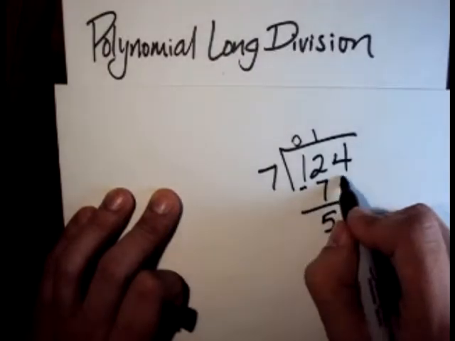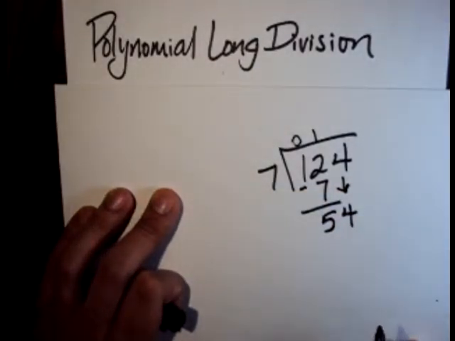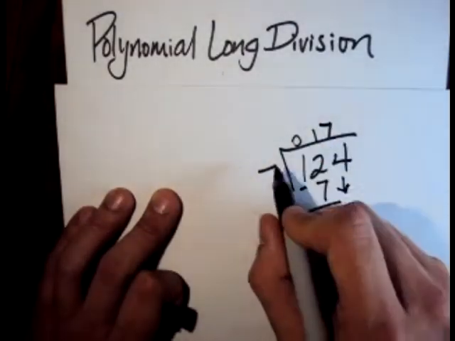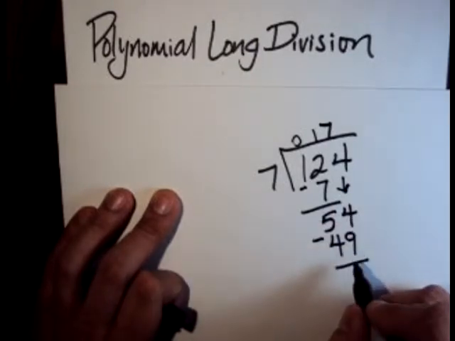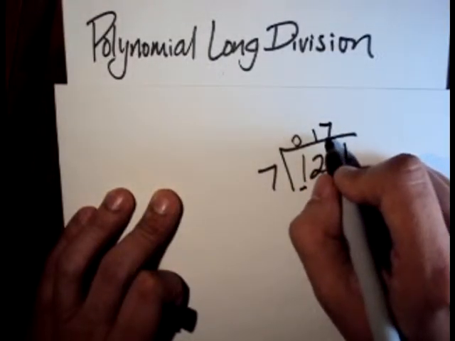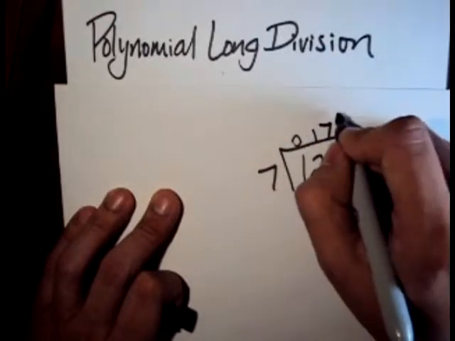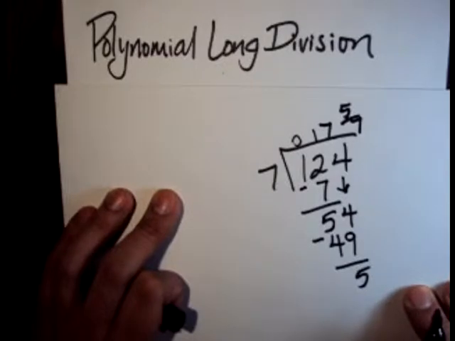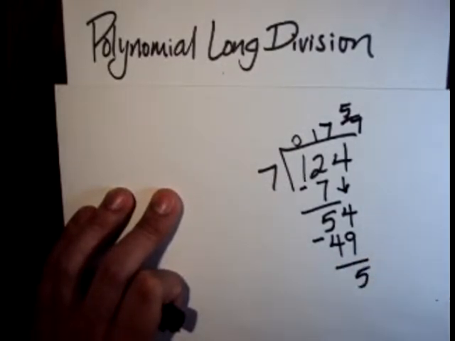And 7 doesn't go into 5, so we're going to go ahead and bring this 4 down. Does 7 go into 54? Yes, it does. Not 8 times, but 7 times. And 7 times 7 is 49. And we subtract. 54 minus 49, that's going to be 5. So our remainder is 5. So we could say it's 17 remainder 5. But a better way to say that is it's 17 and 5/7. So we can make our remainder into a fraction. So that is what we're going to do for our polynomial long division.